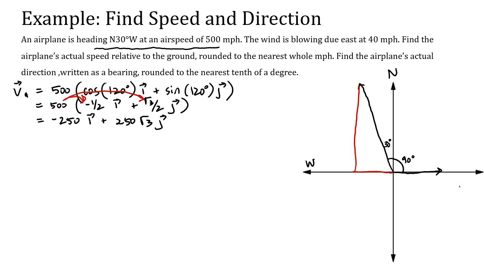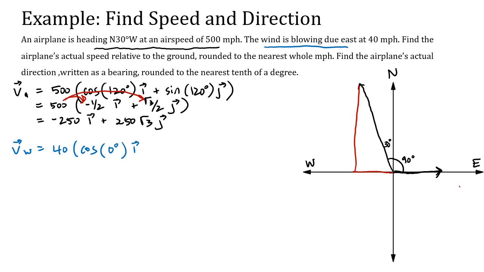Okay, second piece is the wind. The wind is blowing due east. So my wind speed vector is 40 times the cosine of... if the wind is blowing toward the east, then it is literally on that positive x-axis. So I'm talking about an angle measure of 0 degrees.